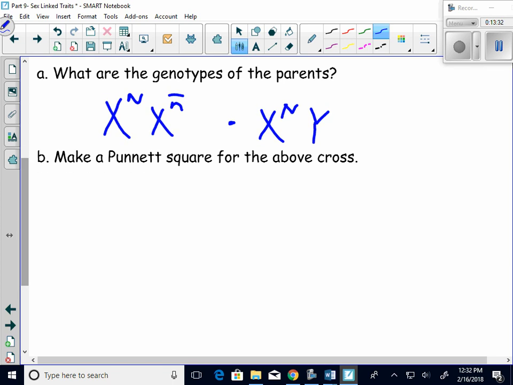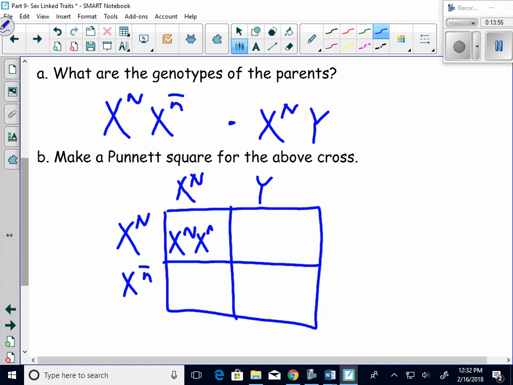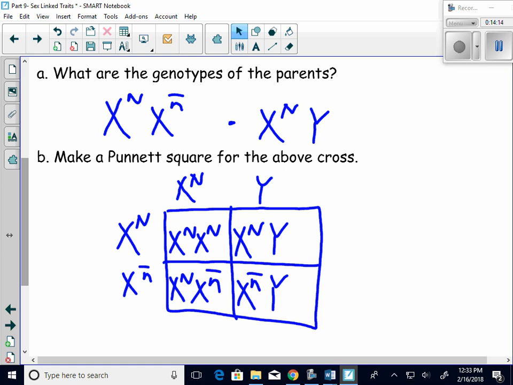Make a Punnett square for the cross? Absolutely I will. Once again, we're only talking about 1 trait, so I need a 4 box. Put my male on top, X capital N Y. Put my female on the side, X capital N, X lowercase n. When I fill out my square, it is as so, correct?